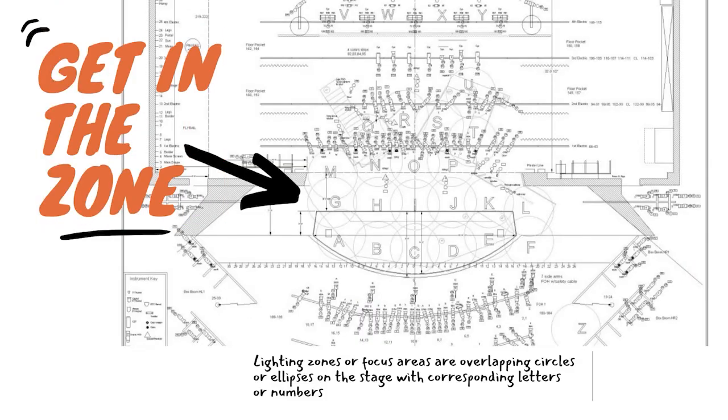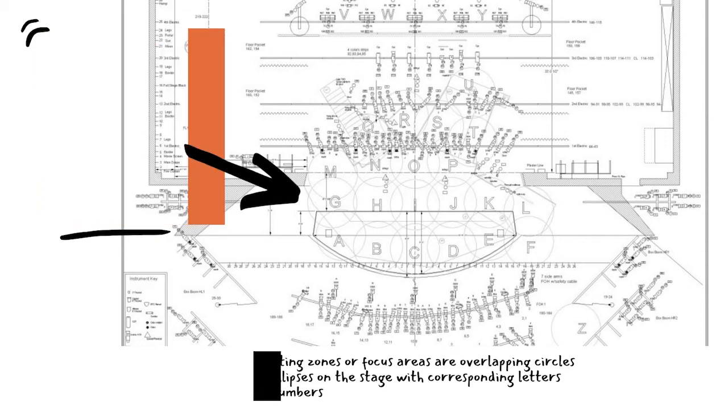Light plots also often show circular or elliptical areas on stage that are called lighting zones or focus areas. They have letters, or numbers, or Roman numerals to distinguish one zone from another, and the zones overlap slightly so that when combined with all the other zones, they cover the whole stage in a nice wash. Each zone will have a certain number of lights that focus on it, depending on what the show needs.